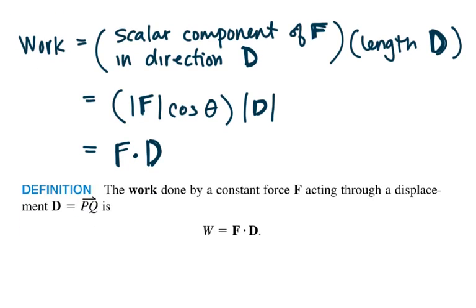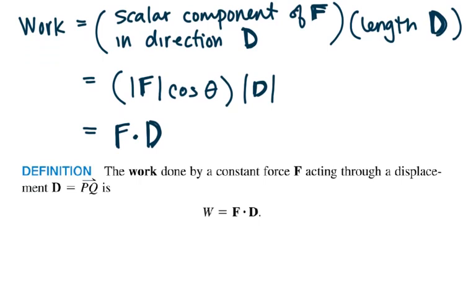So more formally, or written a little bit nicer, the work done by a constant force acting through a displacement D, which is that vector PQ in our diagram up above, is the dot product of the force vector dot the displacement vector.